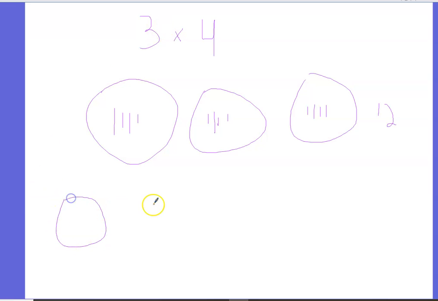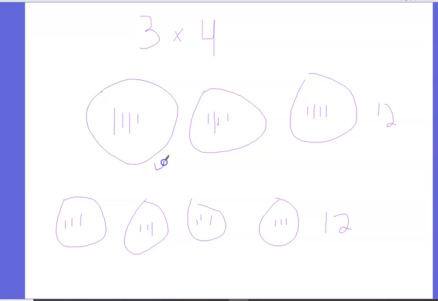I can do 4 groups with 3 in each group. So let's do 1, 2, 3, 4, and put 3 inside each group. 1, 2, 3, 1, 2, 3, 1, 2, 3, 1, 2, 3. Okay, so then let's add these up. 1, 2, 3, 4, 5, 6, 7, 8, 9, 10, 11, 12. So either way, you're still going to get the answer 12.